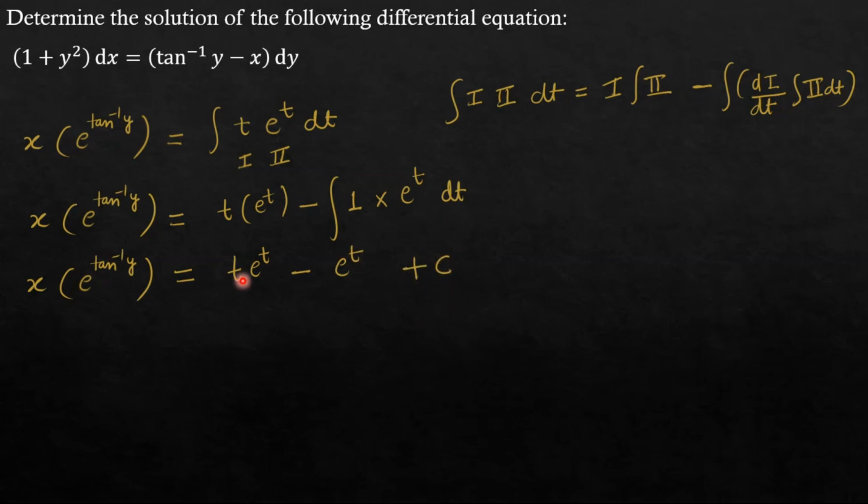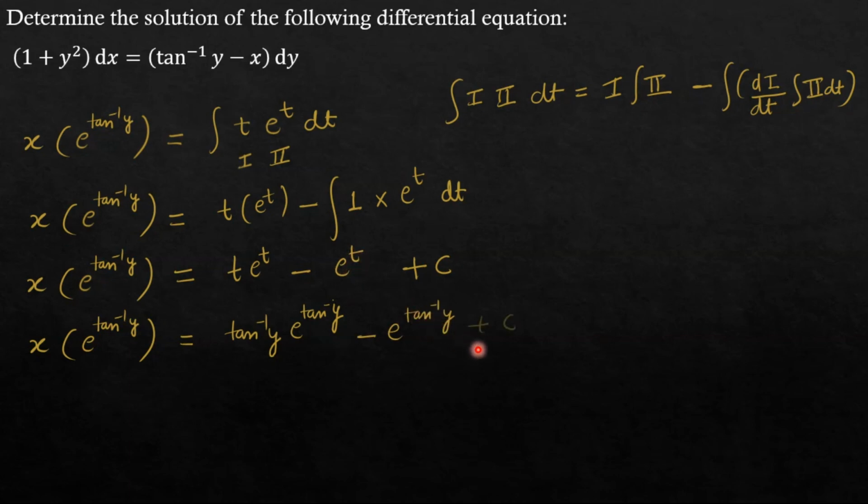Now again substitute the value of t. The value of t is tan inverse y, that is what we have assumed. It becomes tan inverse y e raised to the power tan inverse y minus e raised to the power tan inverse y plus c. I have substituted the value of t here. Now divide both sides by e raised to the power tan inverse y. So it will become x is equal to tan inverse y minus 1 plus c into e raised to the power minus tan inverse y.